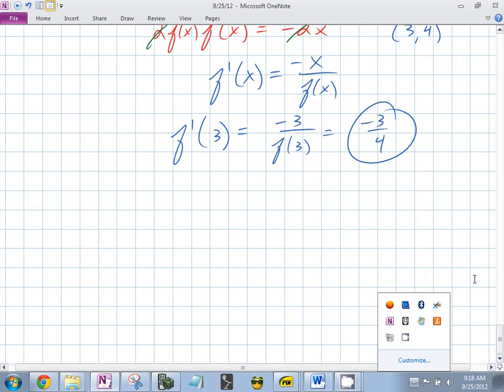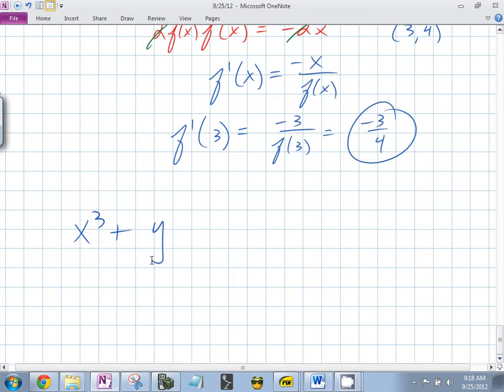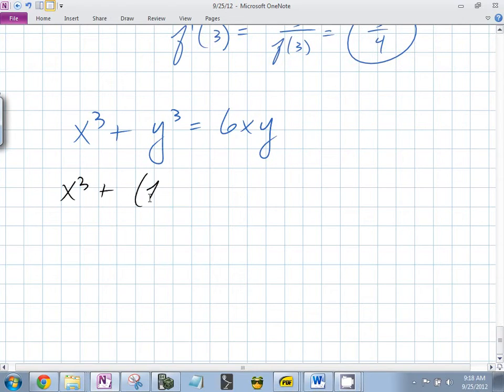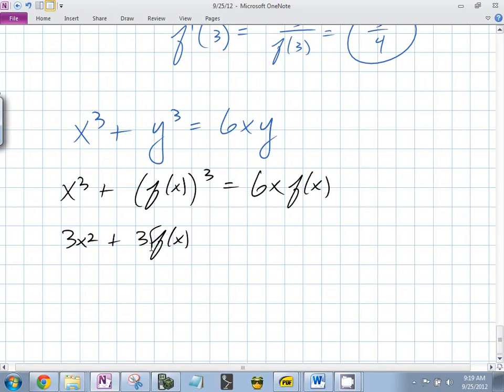What was that nasty equation? It was x cubed plus y cubed is equal to? y is some function of x, so x cubed plus f of x cubed equals 6x times f of x. What's the derivative of x cubed? Plus 3 f of x to the what power? Times. And what rule do we have to use on the next part? Product. The derivative of the first. What's the derivative of f of x? Plus.